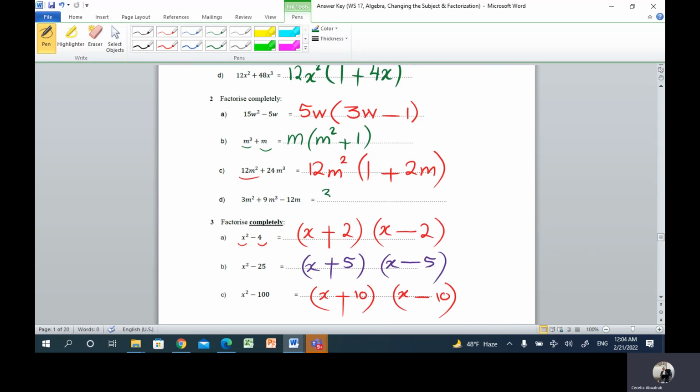So we need to get here the 3m as the common factor, open a bracket. To get back the 3m squared, we need to multiply 3m times m. So 3m times m will give me the first term, which is 3m squared, plus 3m squared, because 3m times 3m squared will give me 9m cubed, which is the second term of the given expression, minus 4, because 3m times negative 4 will give me the third term in the expression, which is negative 12m.